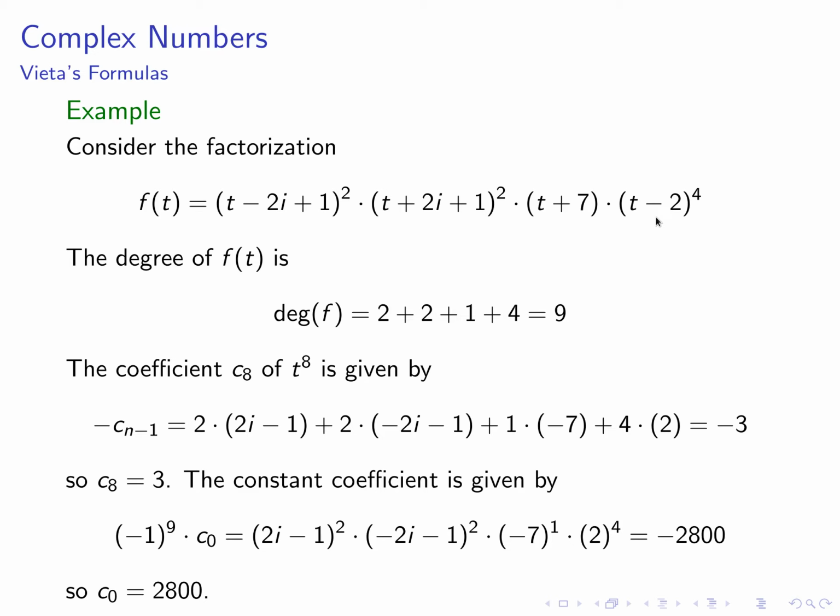So the Vieta formulas tell us how to take a factorization of our polynomial and relate that factorization to the constant coefficient and to the coefficient of the term t raised to the second largest power, or t to the n minus 1.